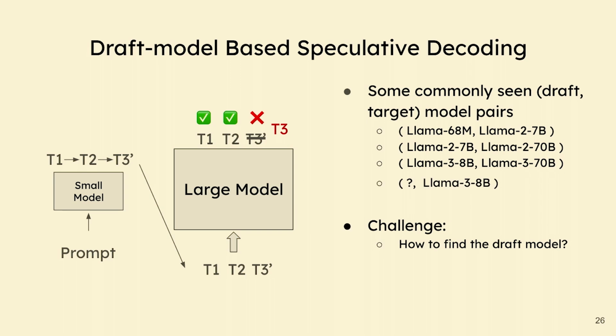To be very honest, we haven't found a good draft model for Llama 3 8B. We could not use the small Llama 2 model for Llama 3 because they have different vocabulary sizes, and speculative decoding requires that they have the same vocabulary. That's why in vLLM we also support draft-model-free speculation methods.